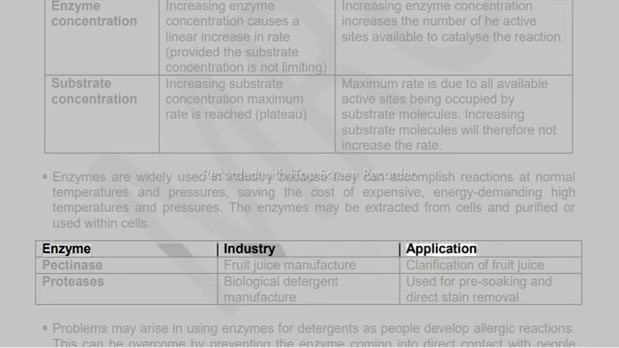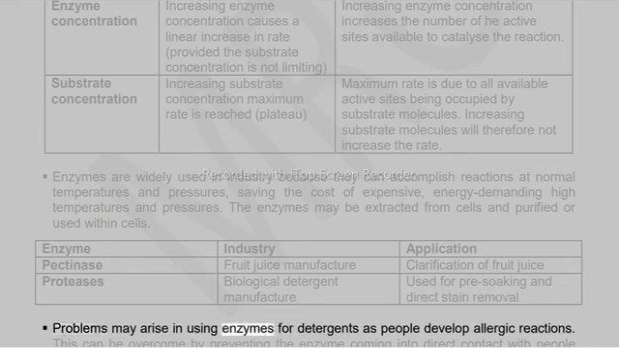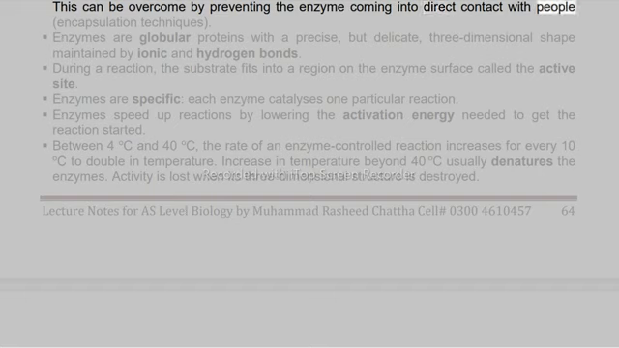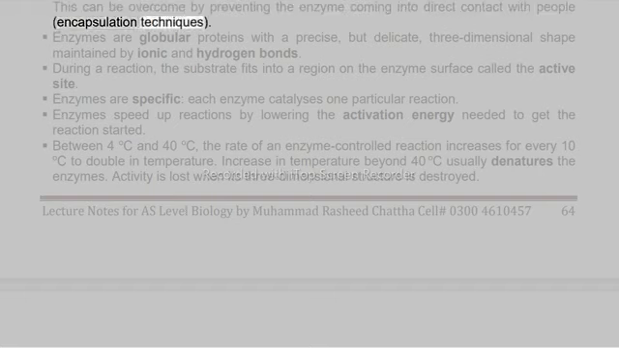Enzyme industry application. Pectinase: fruit juice manufacture, clarification of fruit juice. Proteases: biological detergent manufacture, used for pre-soaking and direct stain removal. Problems may arise in using enzymes for detergents as people develop allergic reactions. This can be overcome by preventing the enzyme coming into direct contact with people, using encapsulation techniques.